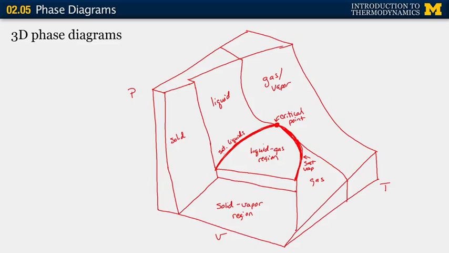This region here, this liquid gas region, is often referred to as the vapor dome or the saturation region. So this is the vapor dome. And you can see how it gets that name because it's got a dome-like shape to it here, or if you prefer, the saturation region.